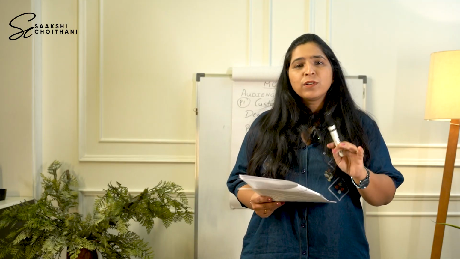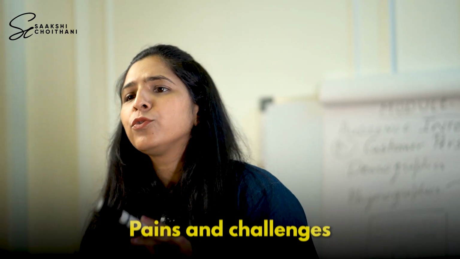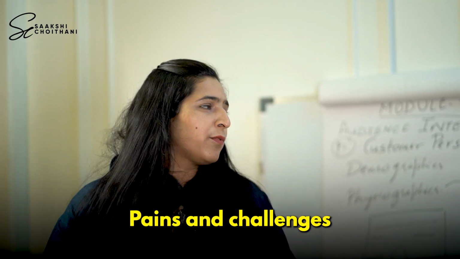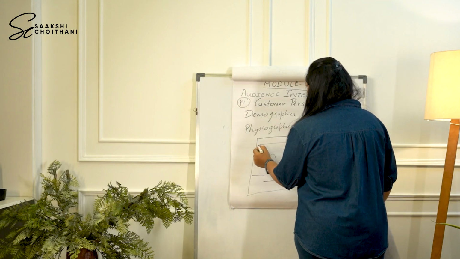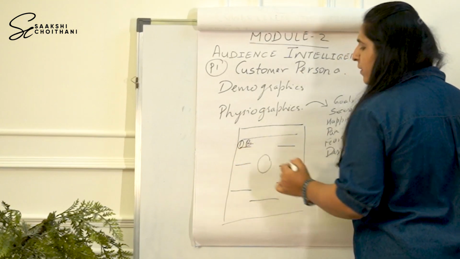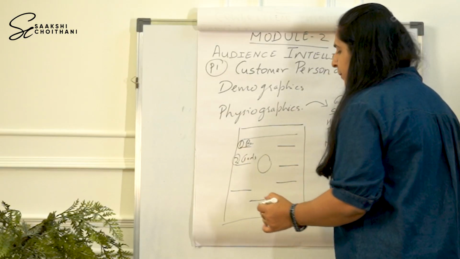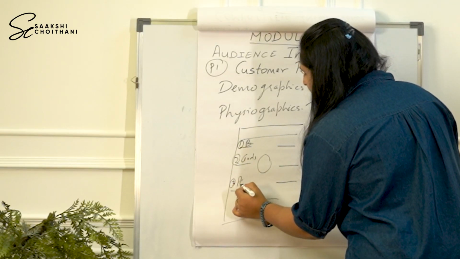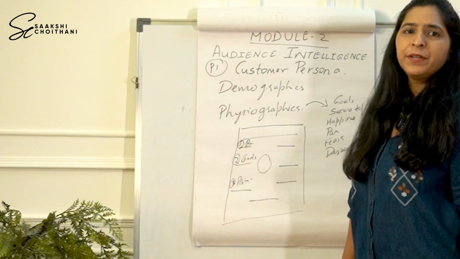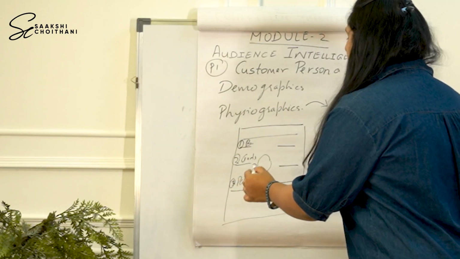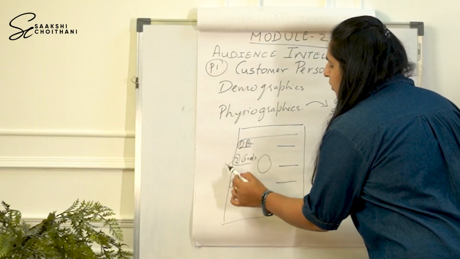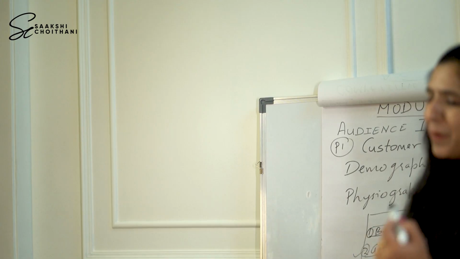Now, once you know their goals and aspirations, the next thing is to know their pains and challenges. So first we summarized the background, then we talked about goals, and now we are talking about the pain points, right? The more in depth that you go with these two elements, the goals and the pain points, the better will be your content strategies and the better campaigns you will be able to run.